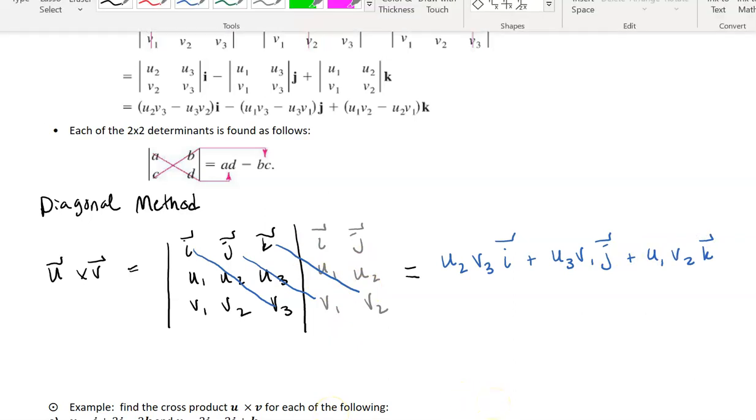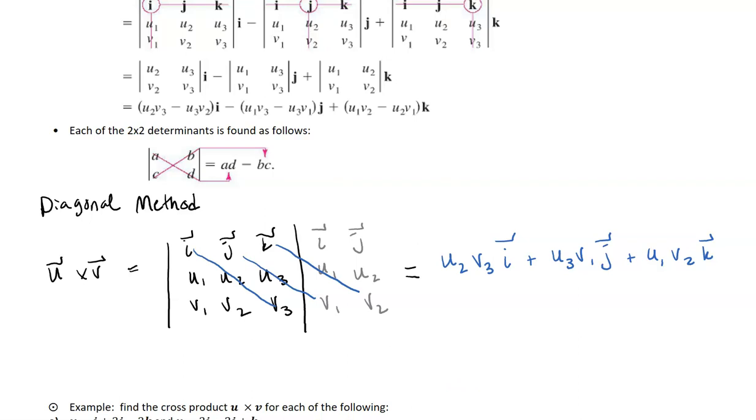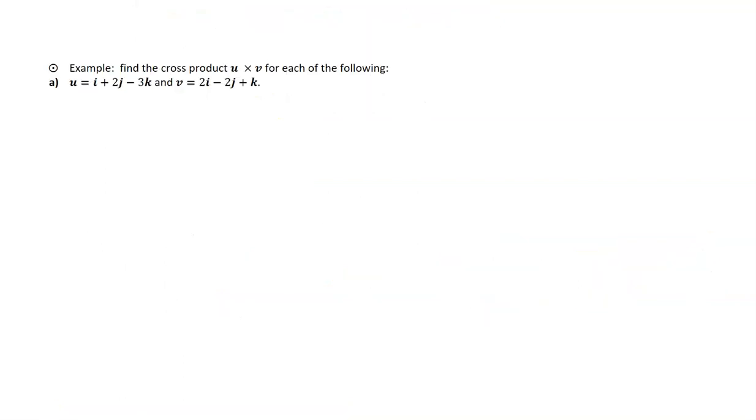Now, I'm going to go in the backwards direction. And anything I do in the backwards direction, I'm going to subtract. So I'll subtract u1, v3, j. I'll subtract u3, v2, i. And I'll subtract u2, v1, k. And if you distribute all of this out here, you'll see that these two are exactly the same. So let's evaluate the following cross products using this method.